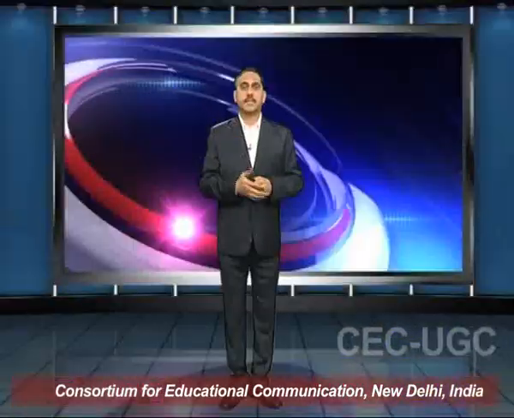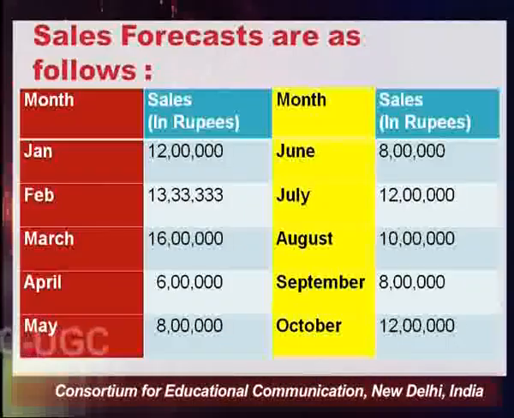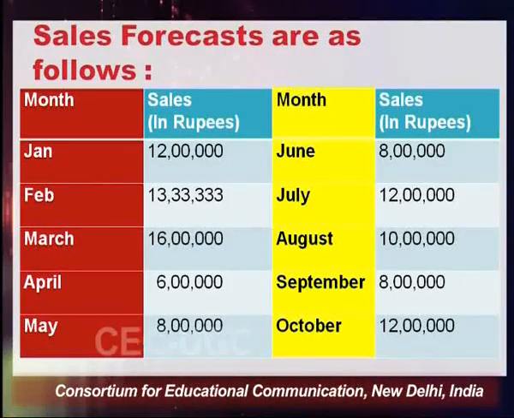The question says no bad debts are there, which means if there are no bad debts anticipated, there is no expense which is going to be accounted for bad debts. Sales forecasts are given like this. From the month of January to October, they are giving you the sales forecast for 10 months. At times students get confused why this sales forecast is given for 10 months.